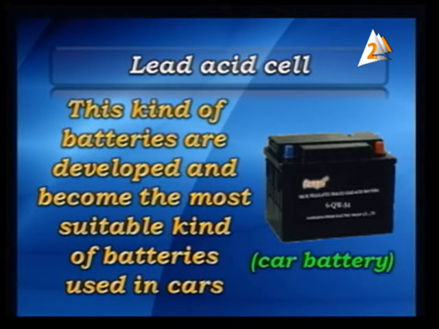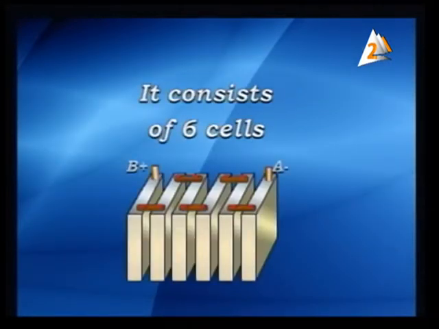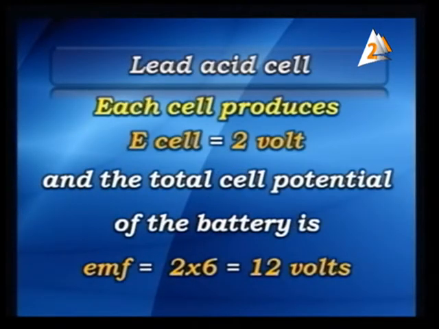But that's not all. It consists of 6 cells connected in series connection. Remember this, in series connection, each cell produces what? It produces a certain amount of volts, but we know series connection means connecting what with what. This is what I want to know.